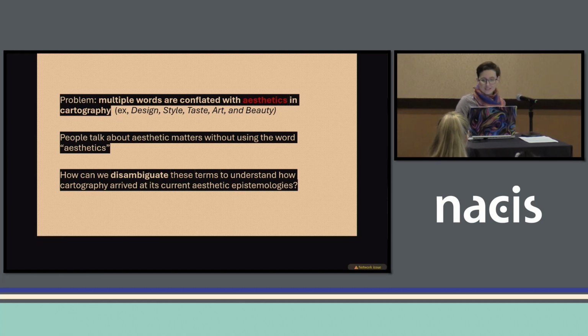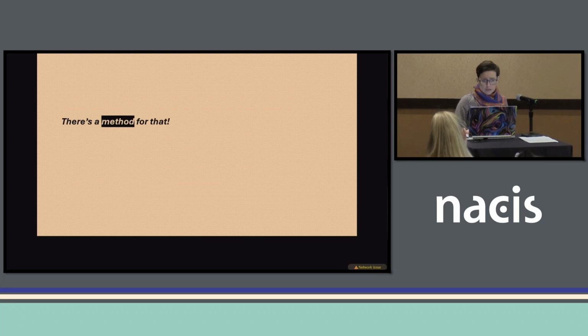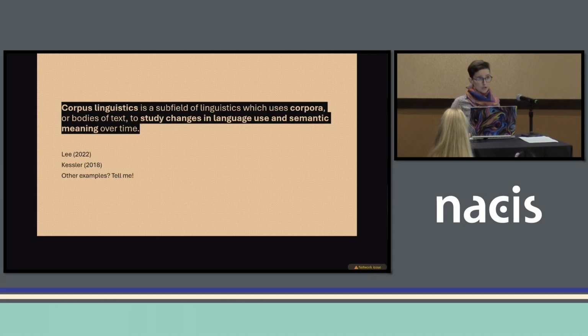There's a problem with this, though, because aesthetics as a concept is so vague, and because there's a lot of misunderstanding of aesthetics. There are lots of words that get conflated with aesthetics in cartography, such as design, style, taste, art, beauty. They tend to be used synonymously with aesthetics and muddy the waters a little bit. So when I'm trying to understand how aesthetics has appeared within cartography, I found a method to help disambiguate and understand these terms, and I turned to corpus linguistics.